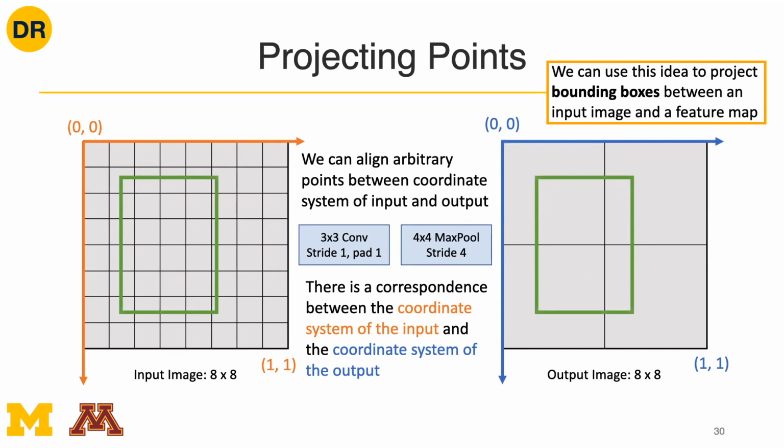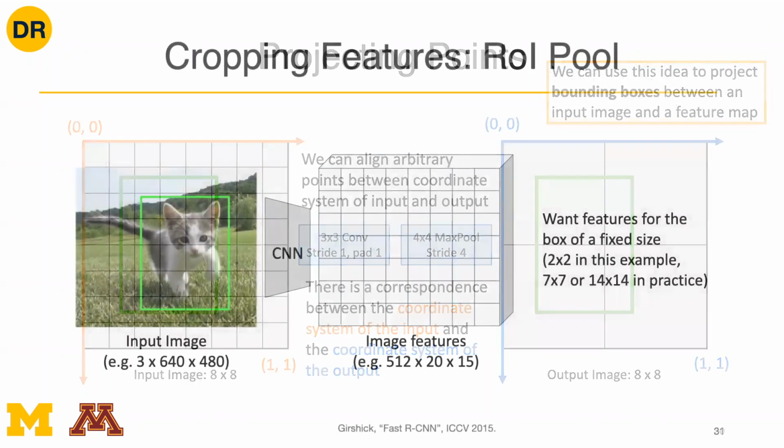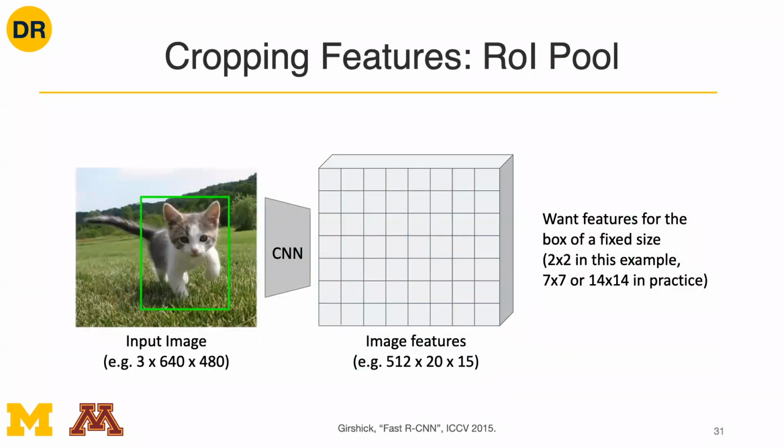That's what we want to do with Fast R-CNN, right? So let's look at a more concrete example. You have an input image, which is 3 channels, 640 by 480. It goes through a convolutional neural network and gives you a feature map, where each feature is 512 dimensional, and you have 20 by 15 as the dimension of your feature map.